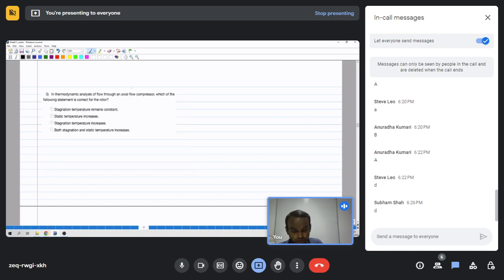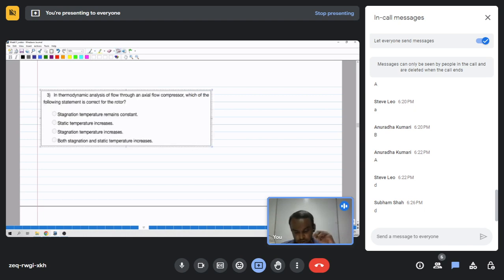In thermodynamic analysis of flow through an axial flow compressor, which of the following statements is correct for the rotor? For the rotor, where we impart work done, where we impart mechanical energy into the fluid: stagnation temperature remains constant, static temperature increases, or stagnation temperature increases, or both stagnation and static temperature increase.